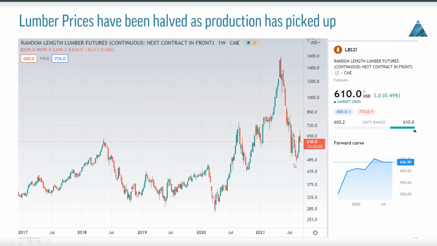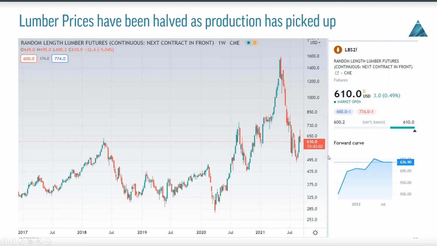It did bounce back up a little bit from that low here at 495. But again, I think it's a technical bounce. I see lumber coming back down as long as sawmills are able to ratchet back up their capacity utilization. And we saw that happen in grand fashion here.